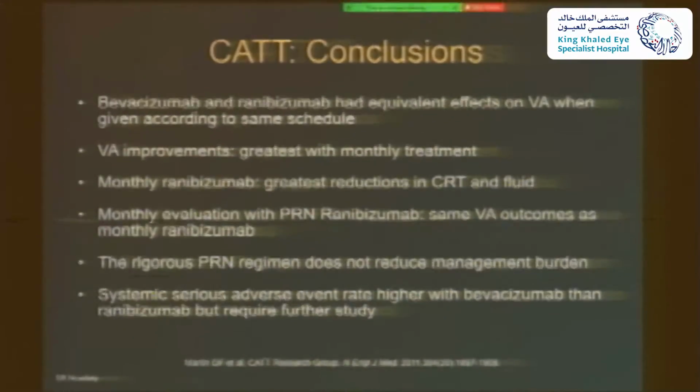The best vision results were when the treatment was given monthly, and ranibizumab caused more drying of the thickness, more drying of the fluid, and more reduction in the fluid. Basically, a monthly evaluation with PRN ranibizumab gave the same visual outcomes as monthly ranibizumab. That means you don't have to treat every month. In this protocol, they didn't have to treat every month, but they had to be seen every month. If they were dry, they were seen the next month, which means that the treatment burden really wasn't any less. You still had to see the patient.